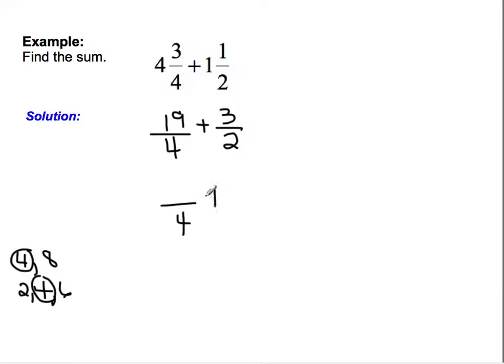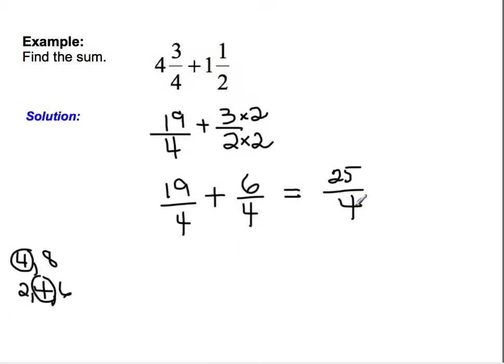So I'm going to put this in. Remember to drop your addition sign. This pizza or this fraction is already divided into fourths. This one isn't, so we're going to have to times by 2. So we have 6 fourths. Now that our denominators are the same, we add our numerators, 25 over 4. This is in lowest terms, and I'm just going to leave it in improper this time.